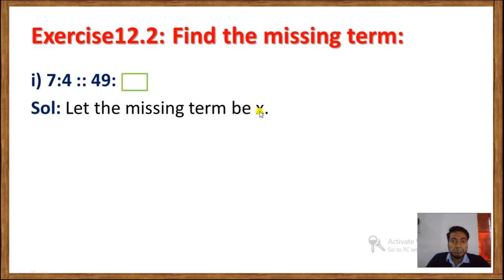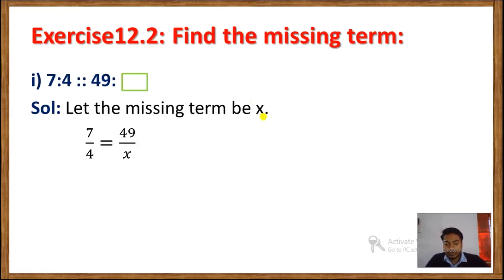Let the missing term be x. We are assuming x. Now this we can write, and we are going to solve it with the help of the second method. Using method number 1 also we can solve, but now I'm showing you using method number 2. So this we can write like this: 7 by 4 is equal to 49 by x, because the missing term we have taken as x.